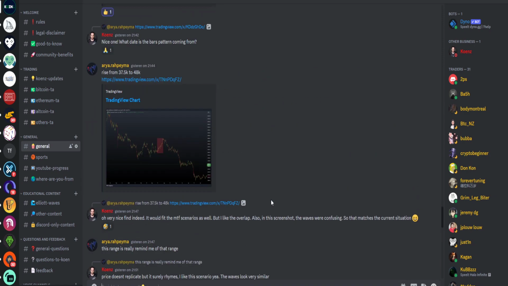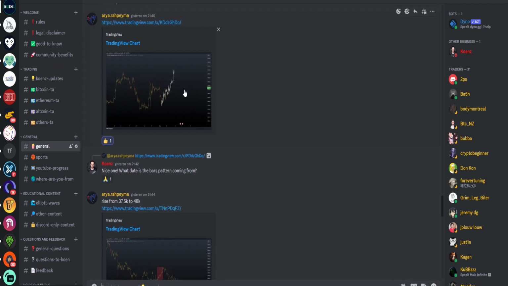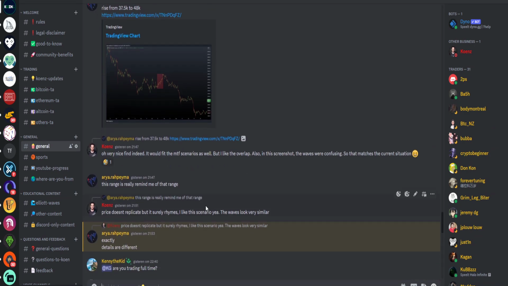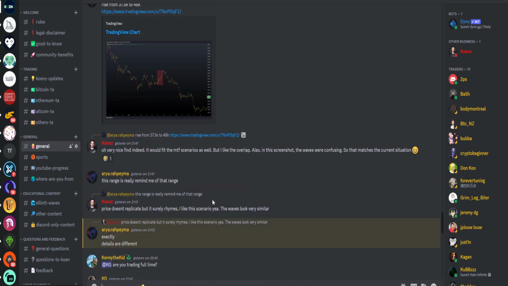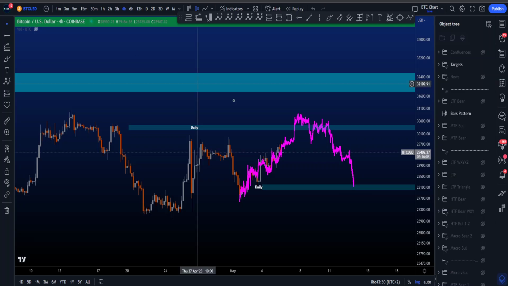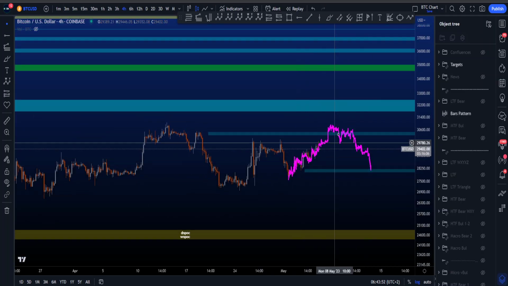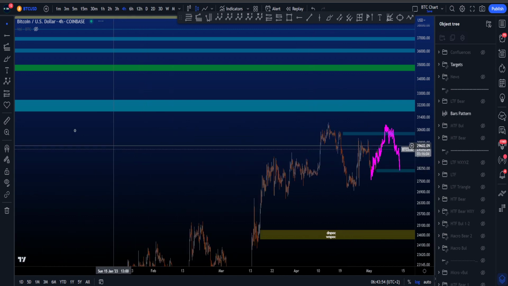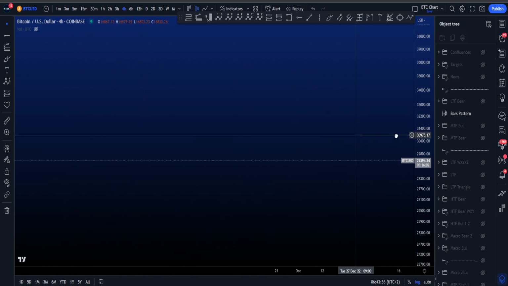So we had a little bit of a chat about what he found in this particular area, and he told me that basically where he got it from is the rise from 37.5k to 48k in the past. So if we actually go to the chart and show you this price action over here, which is really nicely overlaying the current price action.